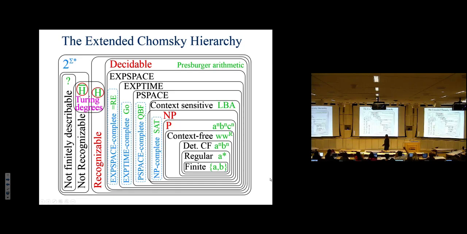Deterministic context-free is context-free without the use of non-determinism. So A to the n B to the n, we can recognize without non-determinism, using a pushdown automaton that doesn't need to do anything non-deterministic. But palindromes, w w reversed, we need non-determinism for, because we have to guess where the middle is and start popping against pushing. And okay, so good question.